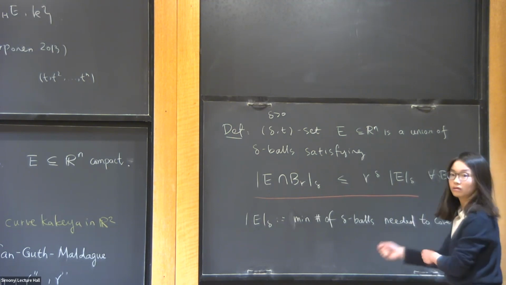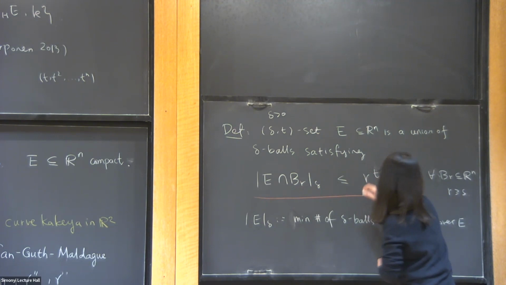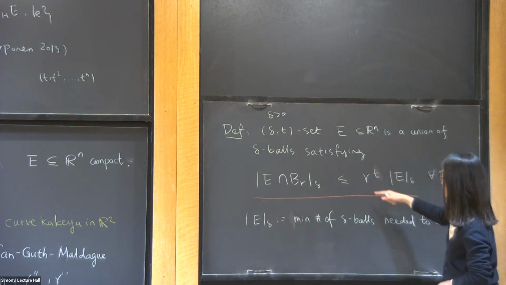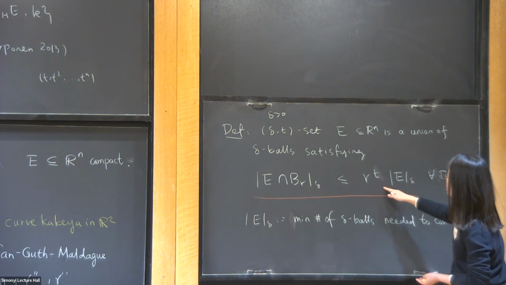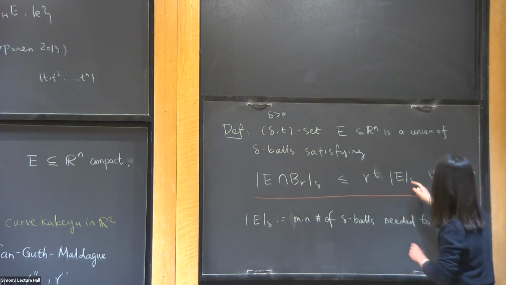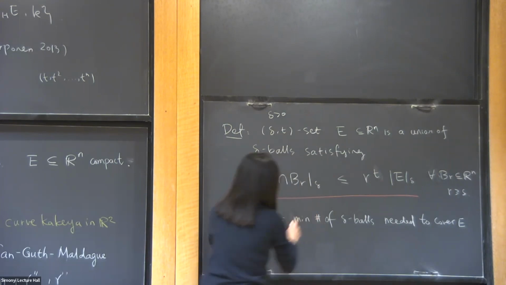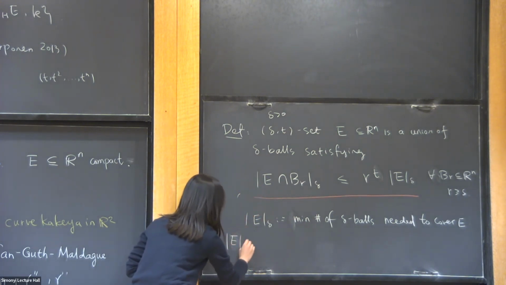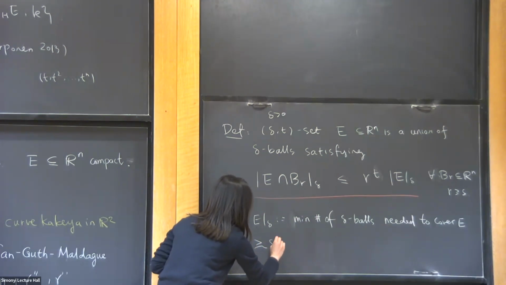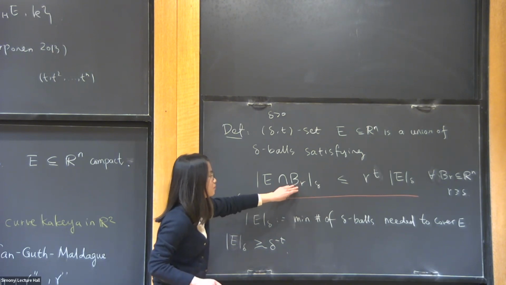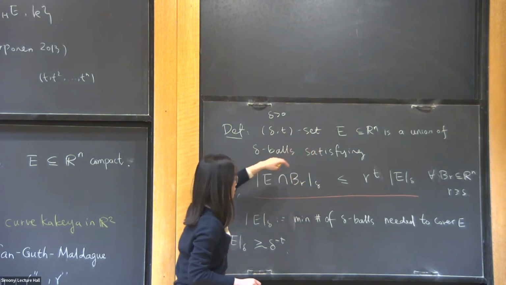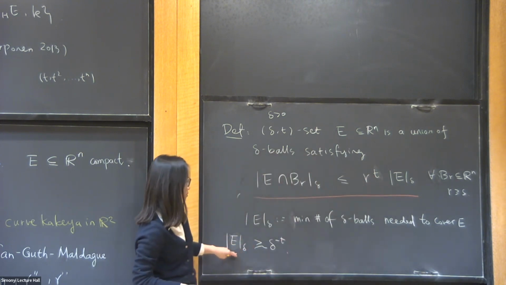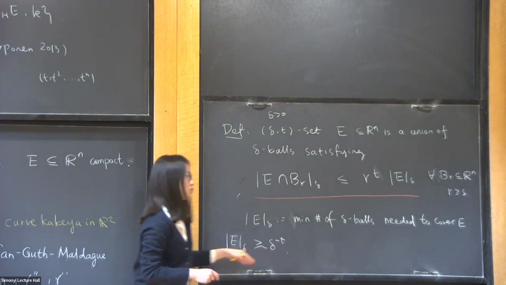Could the exponent of r be t, not delta? Yeah, that's good. Thank you, Kevin. Yes, so this r to the t means how non-concentrated it is. So t is the dimension. When the dimension is smaller, it should be sparse. One easy consequence of this definition is that if E is a delta t set, then the delta covering number of E is greater than delta to the minus t, because we can take r to be delta and then the right-hand side is one delta ball. So the left-hand side is one, and when r is delta, we move this to the left-hand side, and it shows that the delta covering number of E is at least delta to the minus t, but it might be a lot larger.